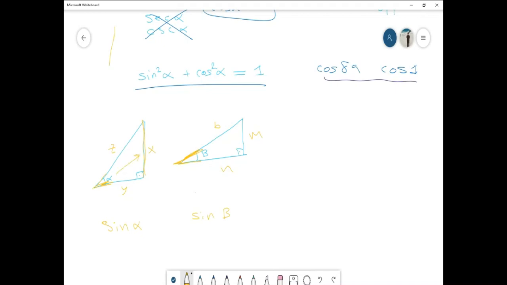As the angle increases, this side also increases. When that side increases, what was sine alpha? It was opposite, which is x, divided by z. When x increases, that means the value of sine also increases. So sine 89 is bigger than sine 1. Why? We proved that as the angle increases, the sine value increases, because this value increases. What about cosine?